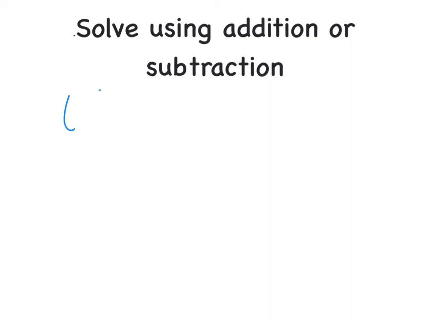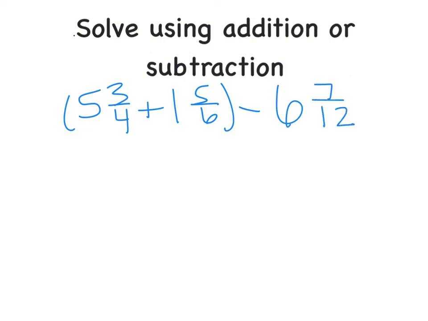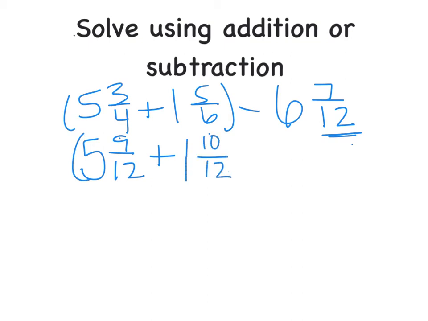This one is 5 3/4 plus 1 5/6 minus 6 7/12. So I first need to find a common denominator for all 3 denominators. 4, 6, and 12 have 12 as a common multiple. So I can leave this one the same. I'm going to change 5 3/4 to 5 9/12. I'm going to change 1 5/6 to 1 10/12, and then my 6 7/12 stays the same.